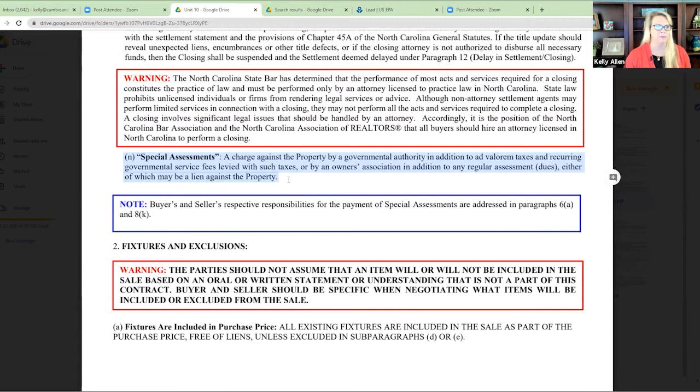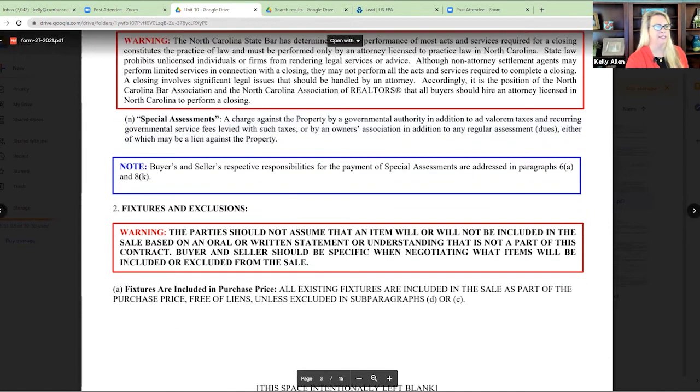So let's read what special assessments states under letter N. Special assessments are defined as a charge against the property by a governmental authority in addition to ad valorem taxes, means your property taxes, ad valorem means according to value, and recurring governmental service fees levied with such taxes, or by an owner's association in addition to any regular assessment dues, either of which may be a lien against the property. And a lien is a monetary non-possessory charge against the property where the property is providing security for a debt. And it attaches to the property, not the person. All right, and we're going to address how those are handled coming up here shortly in paragraphs 6 and 8.